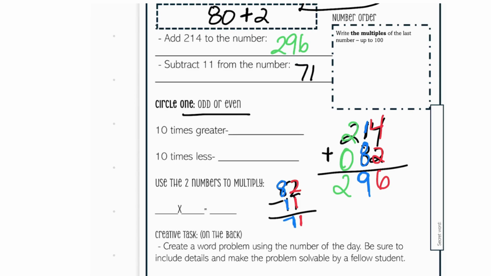Now, is this an odd number? Is this an even number? Remember which number we're going to look at? It's always going to be that last number. It's going to be the 2.